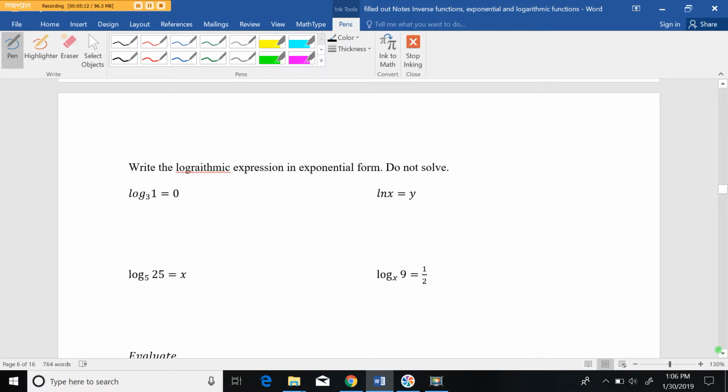Write the logarithmic expression in exponential form. Do not solve. Okay, so this one is 3 to the 0 equals 1. This one is 5 to the x equals 25.